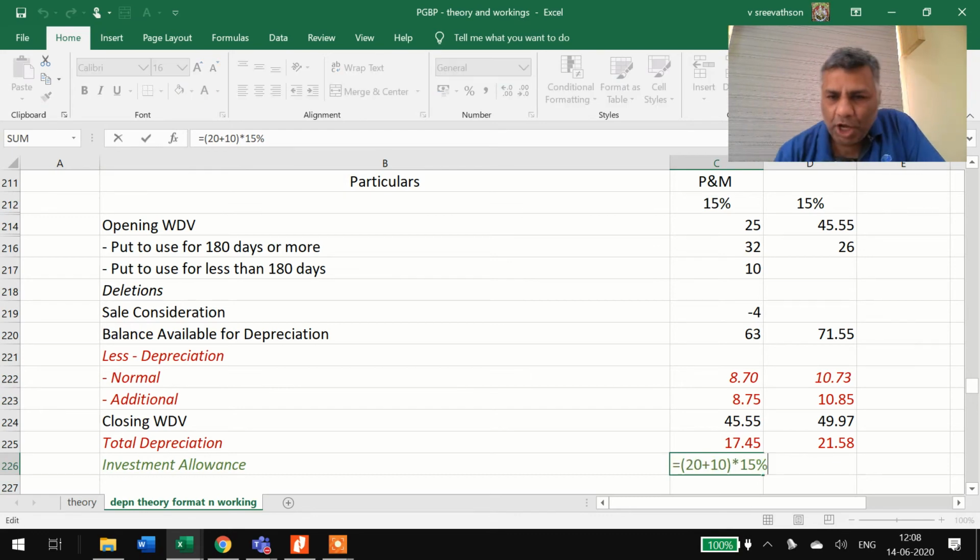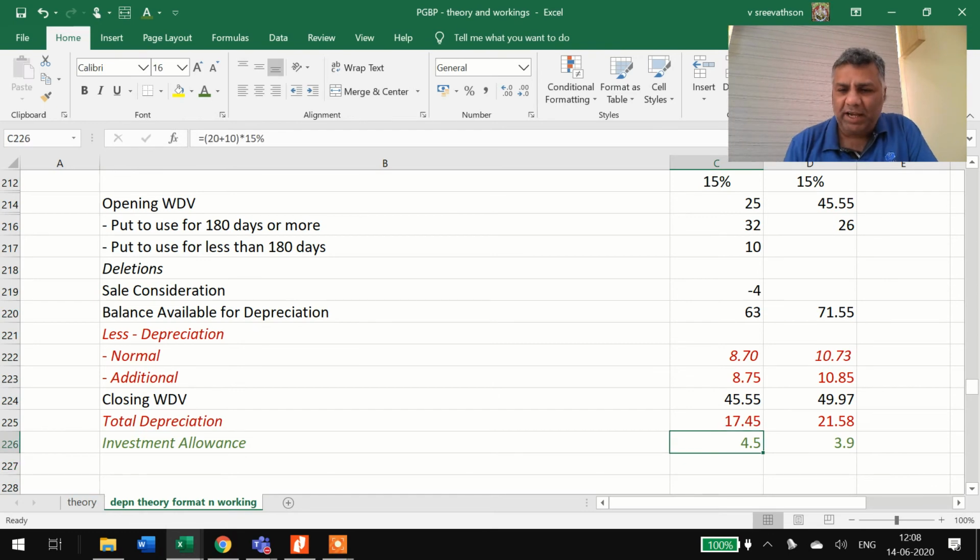Again, 20 plus 10 into 15%. 20 crores in year 1, new machine purchased in the first half, 10 crores new machine purchased in the second half, into 15%, directly 4.5. Here there is no bifurcation of more than 180 days and less than 180 days, and it need not be reduced from the block.